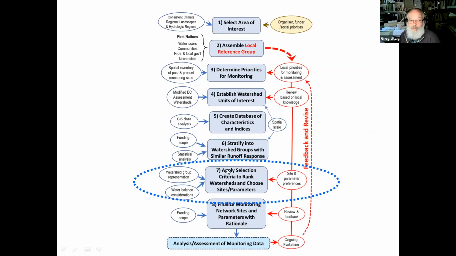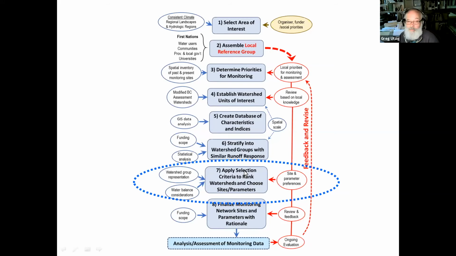Now, once we've got the scientific stratification and we've got the local priorities, it's to bring those two things together and actually try and choose which watersheds are the priority for putting in monitoring stations. But secondly, and most importantly, is not only which watersheds, but what are the parameters that we want to look at in terms of doing that monitoring?